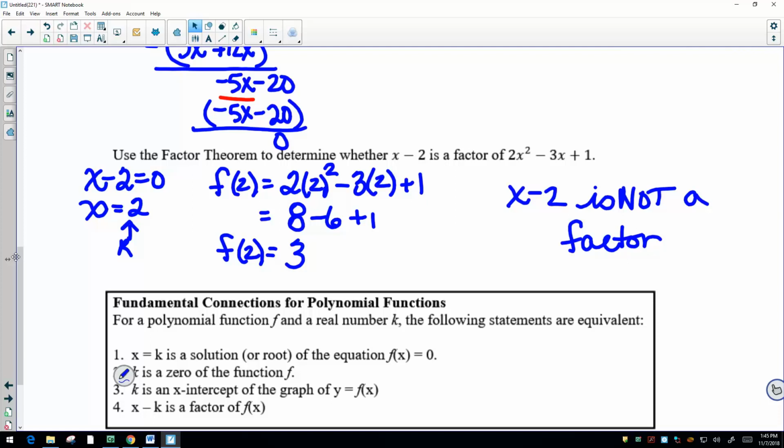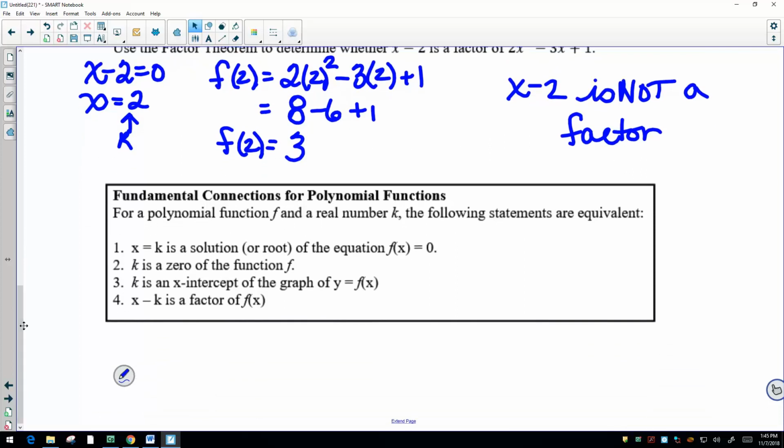So on the bottom we can see a whole list of what will actually happen when we do long division. So if x equals k, its solution could be a root. Maybe k is a 0 of the function. Maybe it gives us an intercept, or maybe it's a factor. All different ways. If one of these is true, they're all true. Okay, if one is true, they're all true.